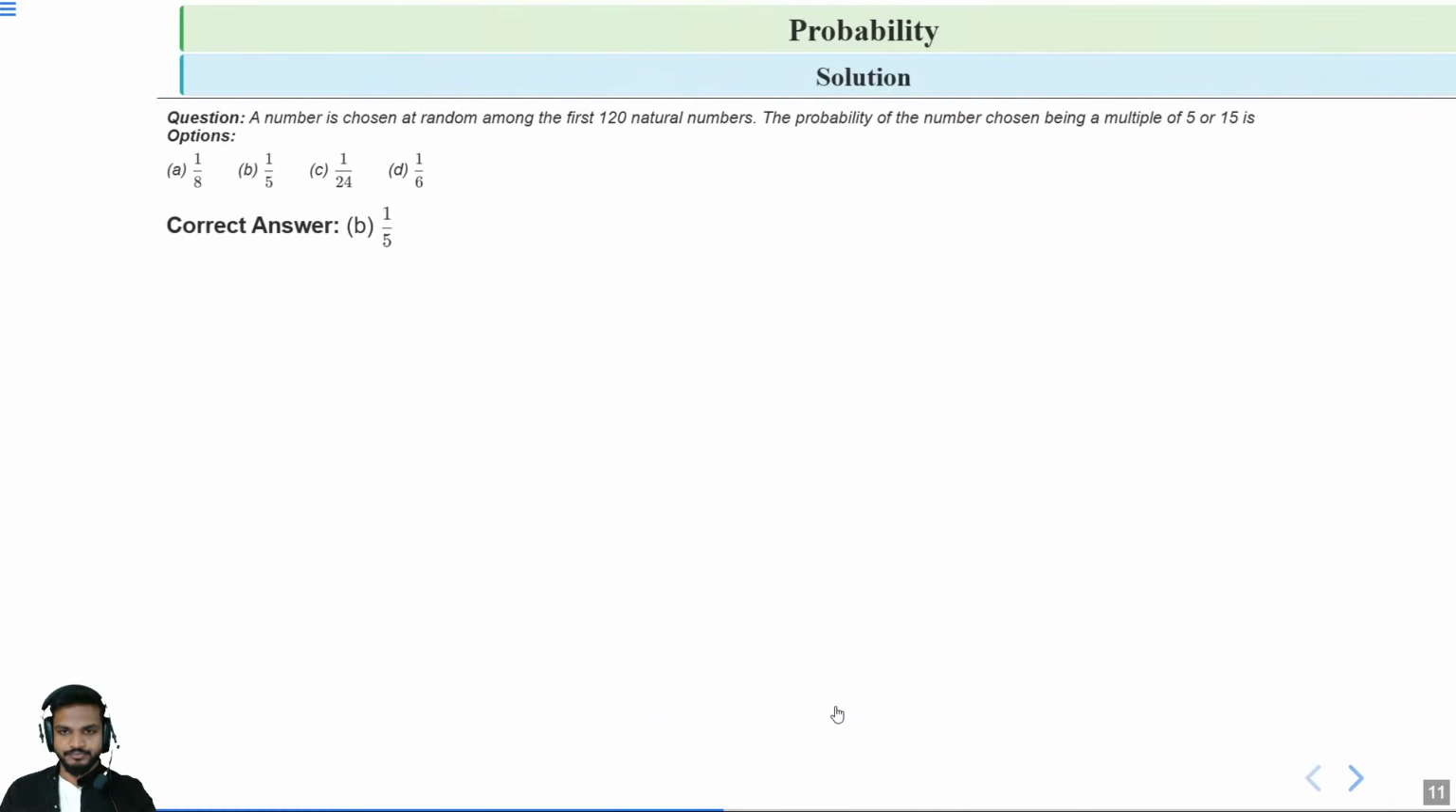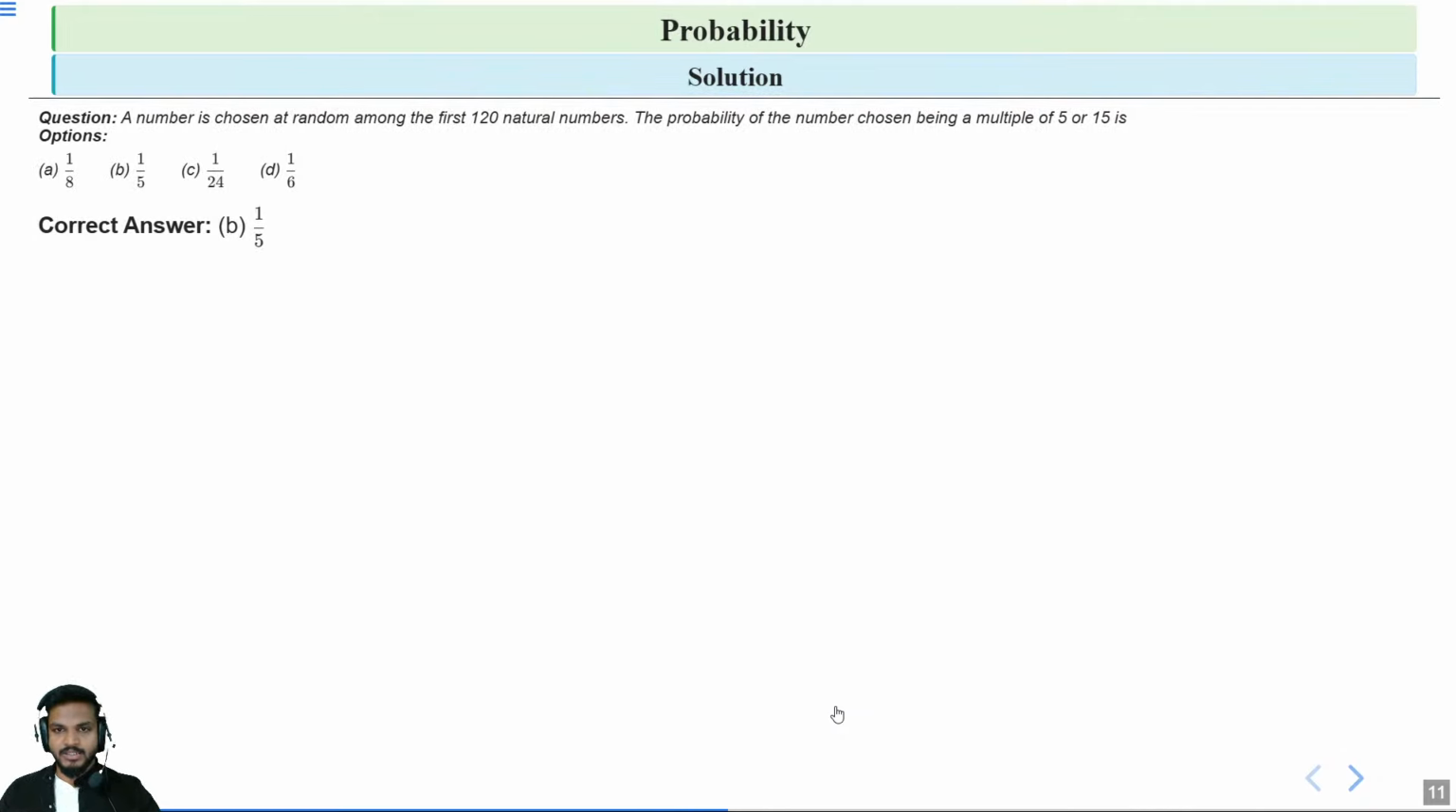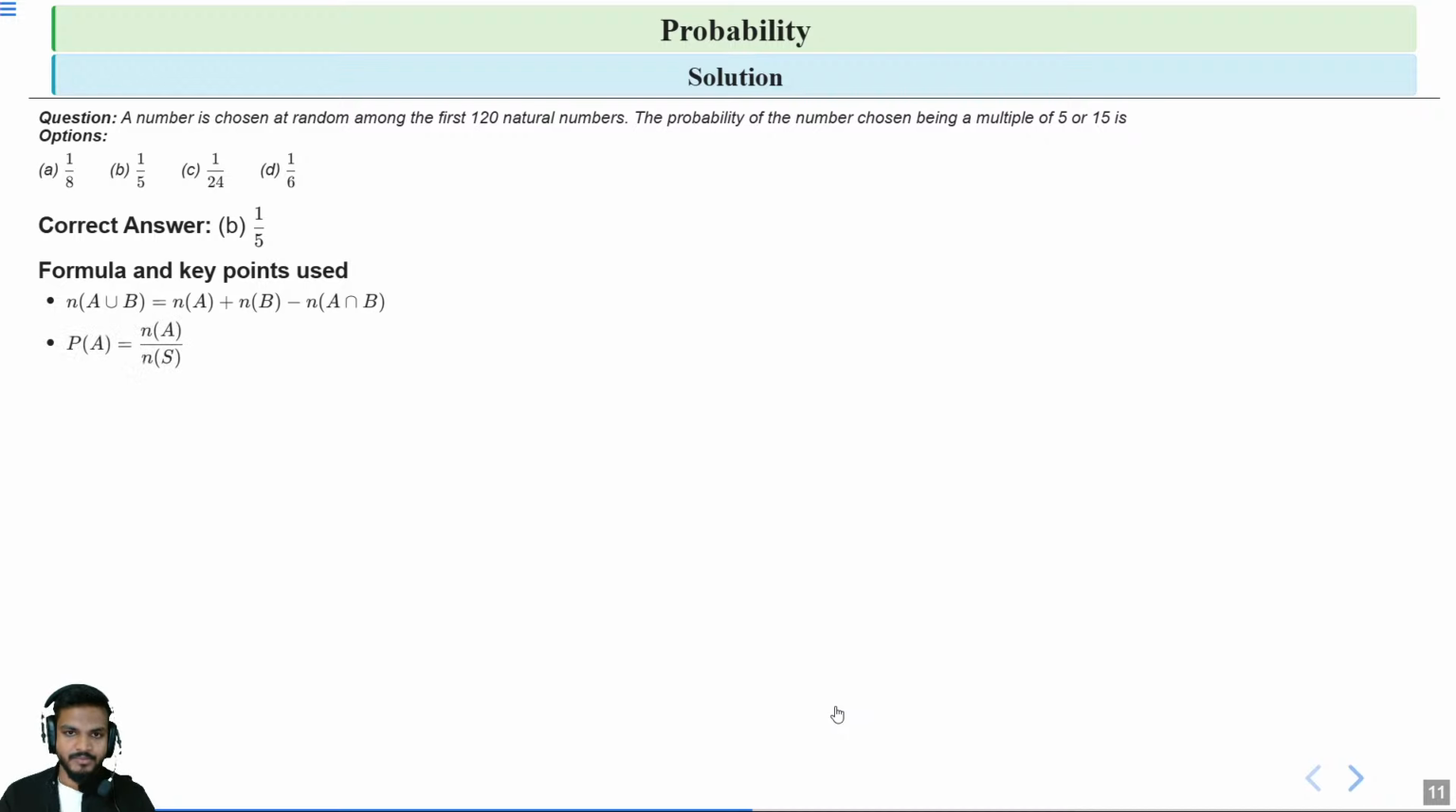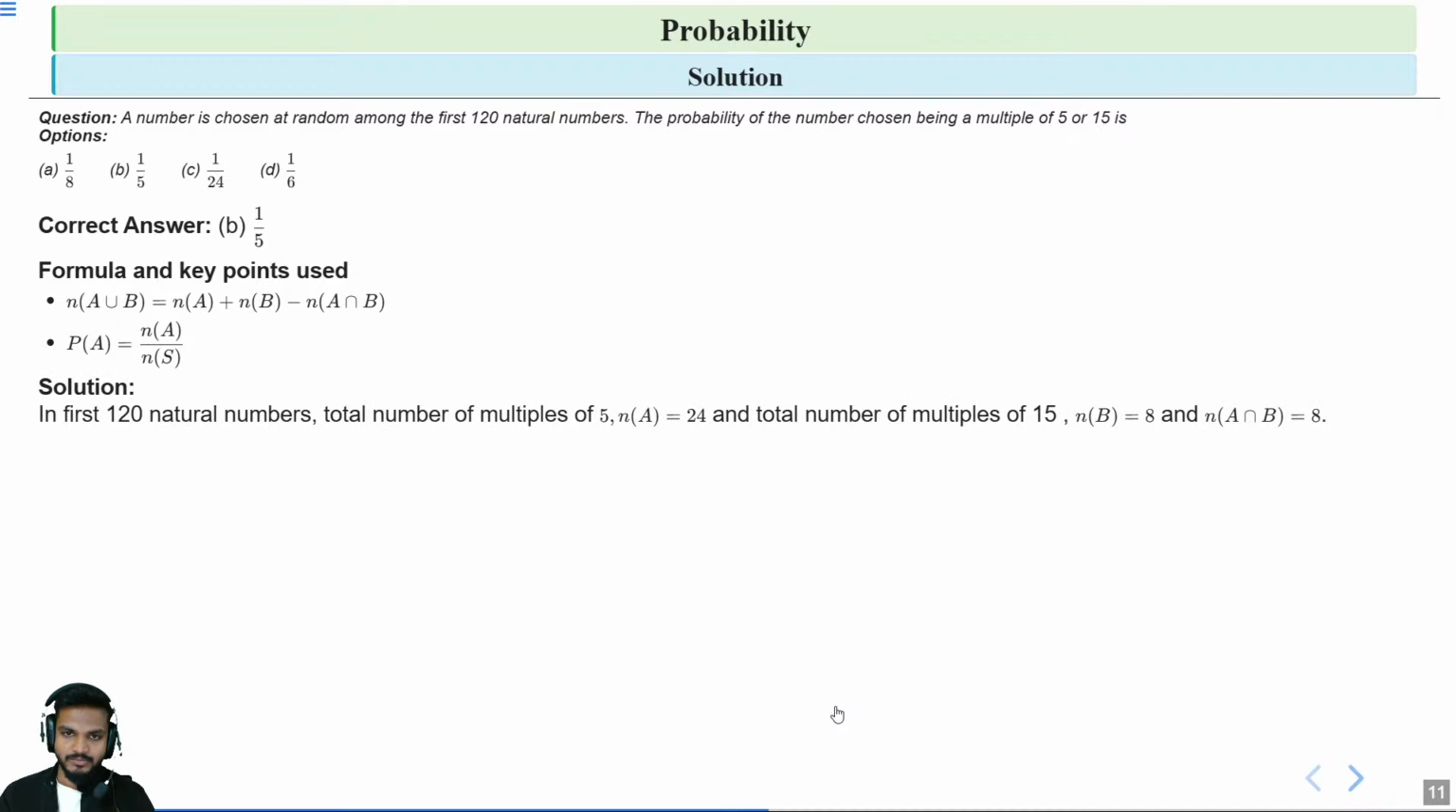Okay, let's solve. So the correct answer is B, that is 1 by 5. So the first formula that is important for this question is: number of elements in A union B is given by number of elements in A plus number of elements in B minus number of elements in A intersection B, and the probability of event A is given by number of elements in A by number of elements in the sample space.